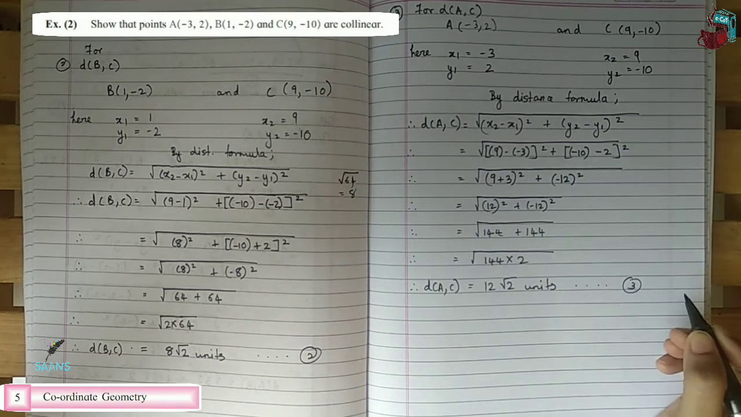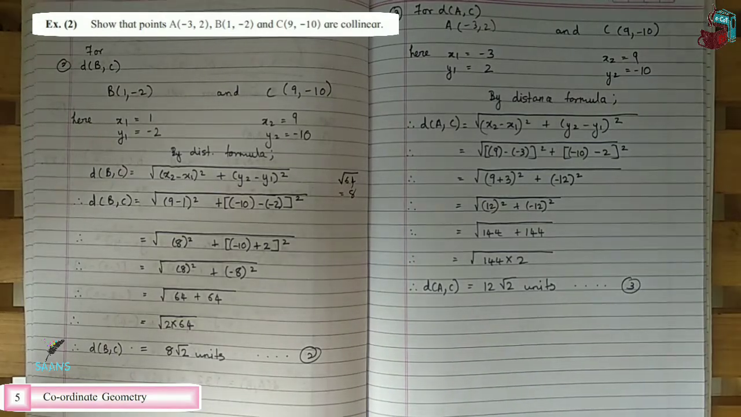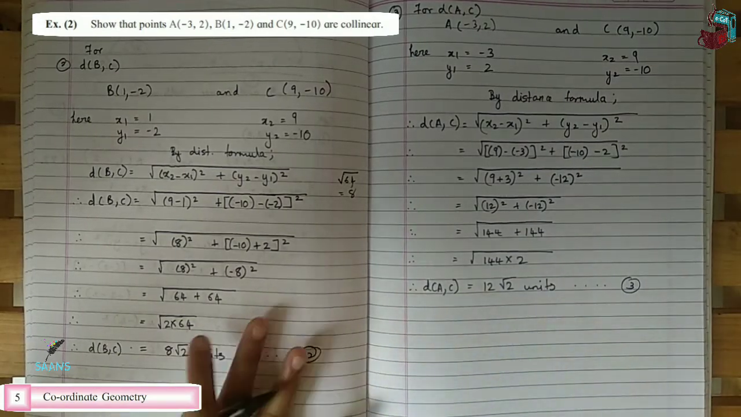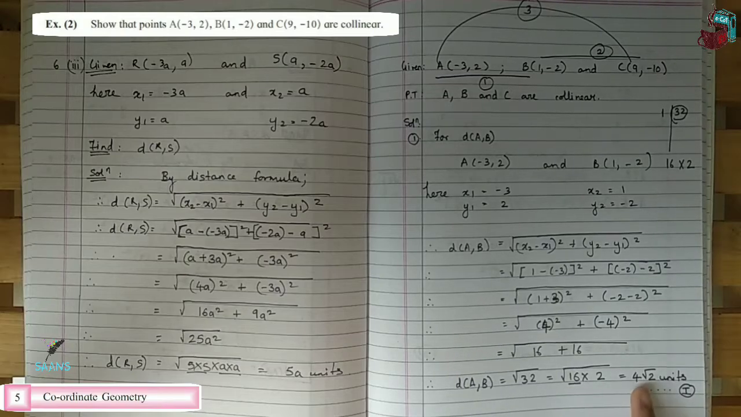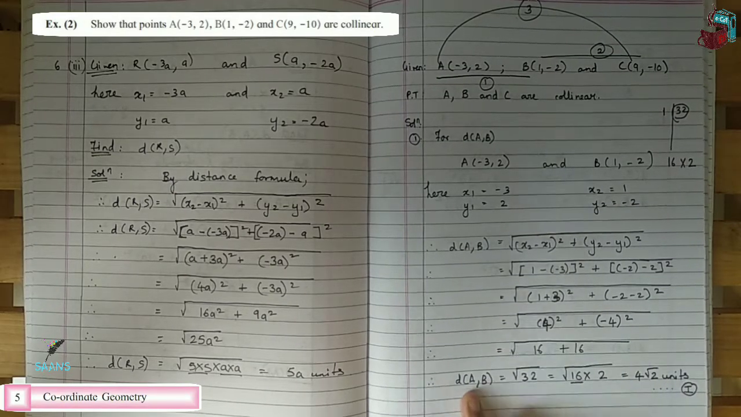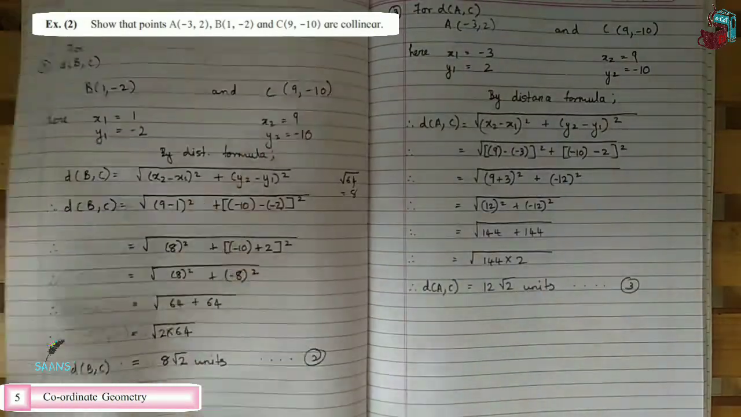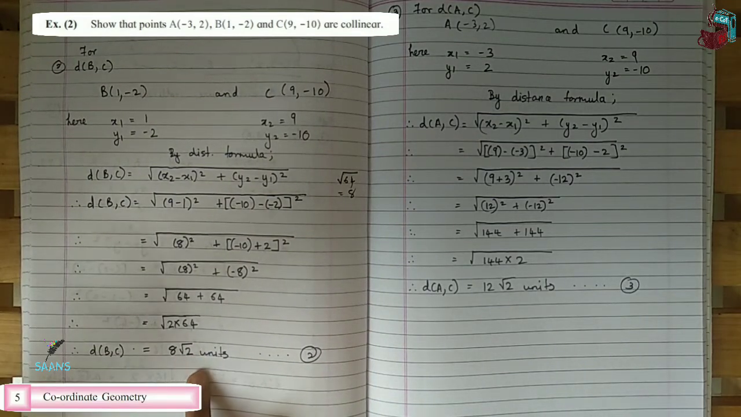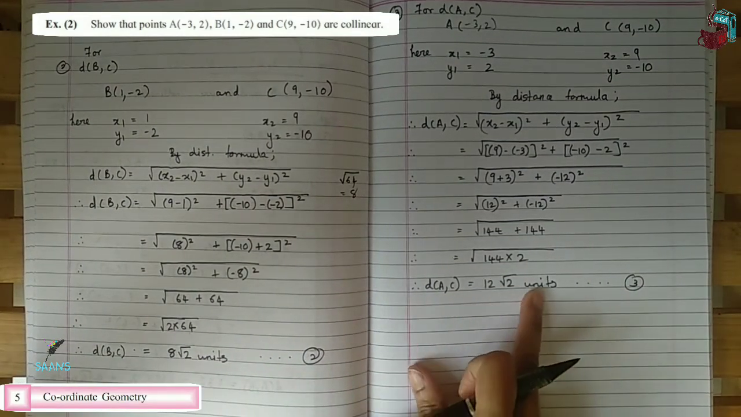Now the final step for all this. Okay. Now we have this to be 4 root 2 units. That is, distance AB is 4 root 2 units. We have distance BC 8 root 2 units. Distance AC is 12 under root 2 units.